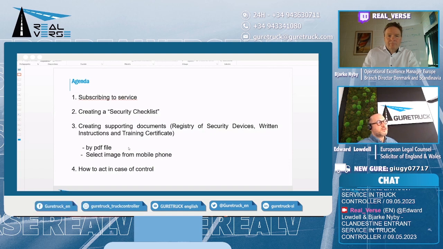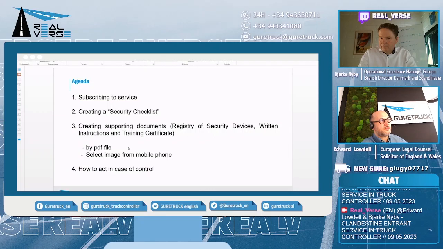So the agenda for today, we're going to start by talking about subscription to the service. How do you subscribe to clandestine entrance Truck's offering on truckcontroller.com and also on the app? How do we create a security checklist? So as a quick reminder, a security checklist is a document that drivers use to show the controls, the checks that they make to their vehicle along the journey to make sure that there's no clandestine entrance in the vehicle. We can talk a little bit more about that later on.